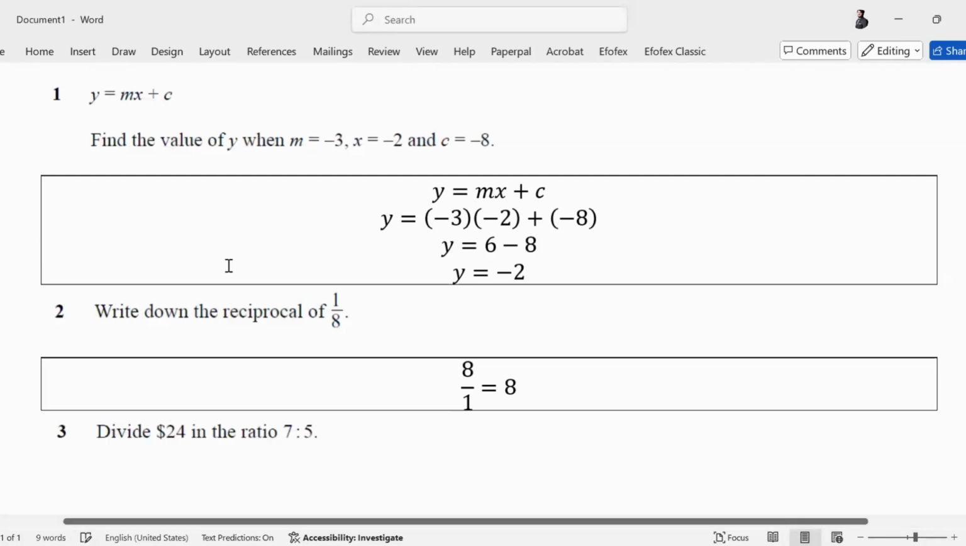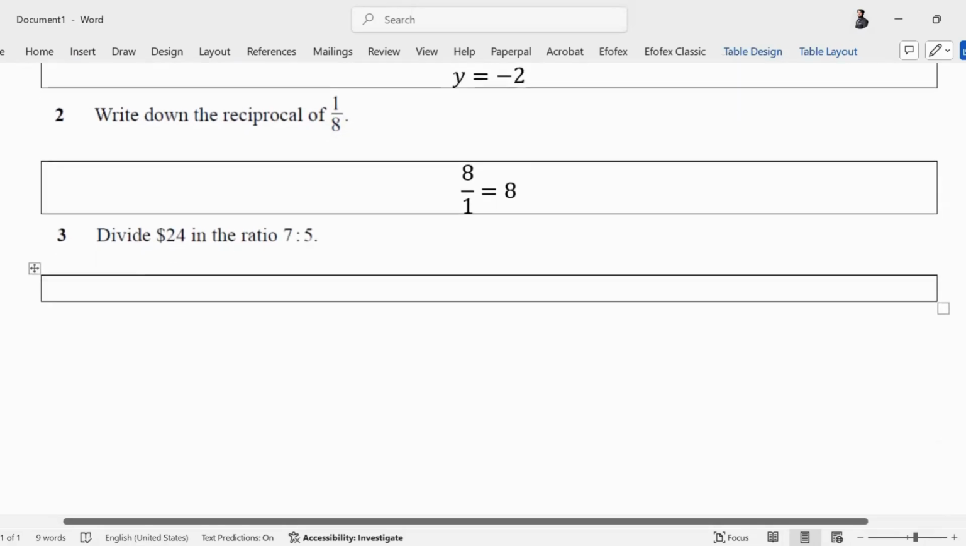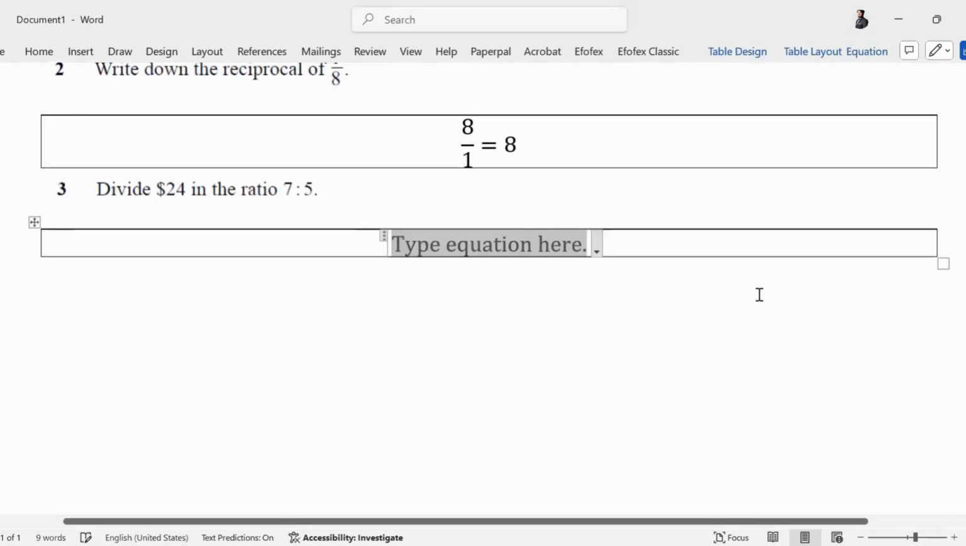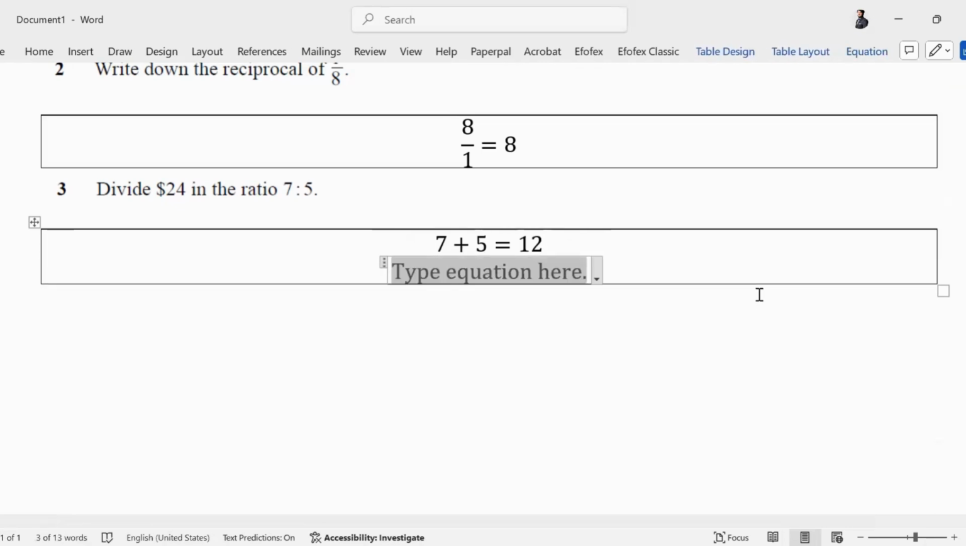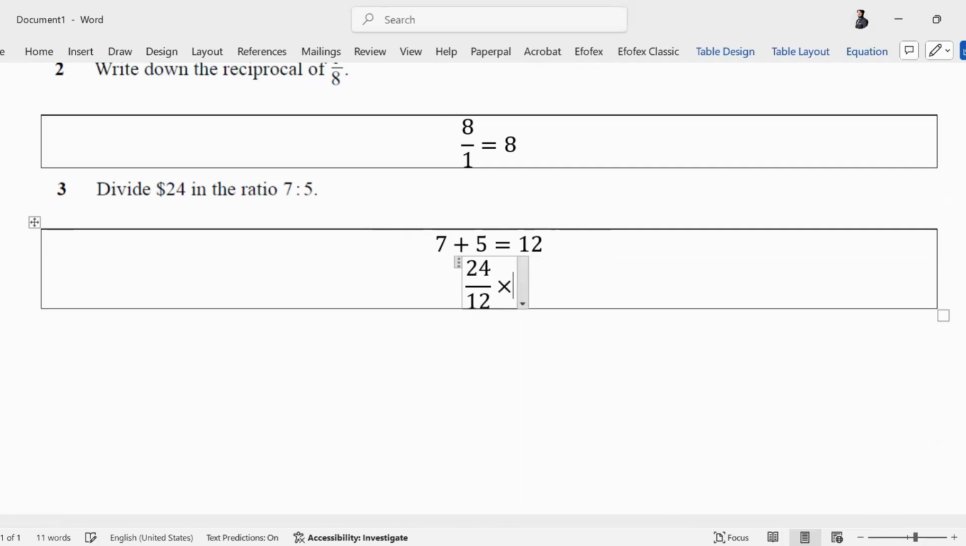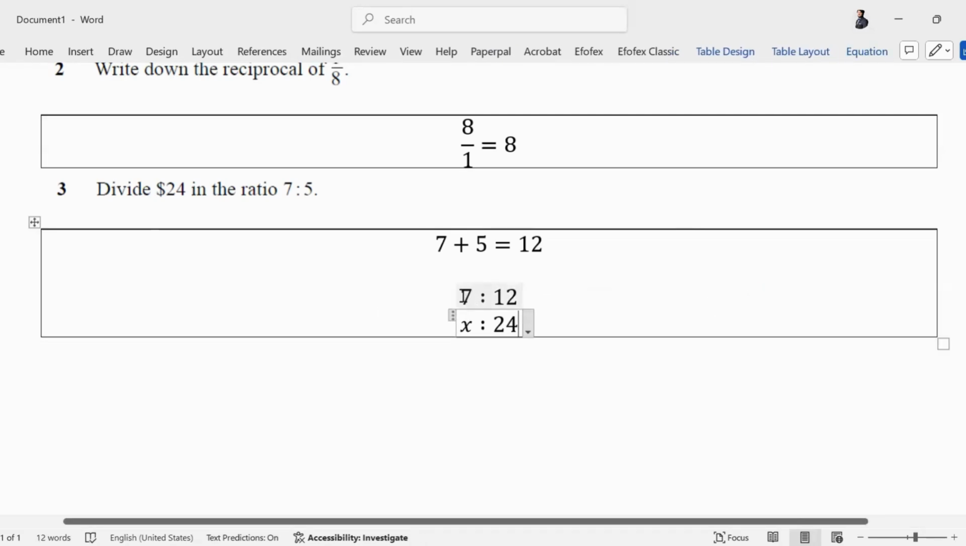Question 3 says divide $24 in the ratio 7:5. So we need to divide it into two parts. One part is 7 and the other part is 5. What we can do is we can find the total, 7 plus 5, which is 12. So for the first one, 24 needs to be divided into 12 parts, and out of those 12 parts, 7 needs to be given to the first one. This is one way of doing it. Another way is that once you find the total, you can say that 7 is to 12, which is the total, is basically x is to 24. That means if someone is getting 7 out of the 12, what will they get out of the total 24?